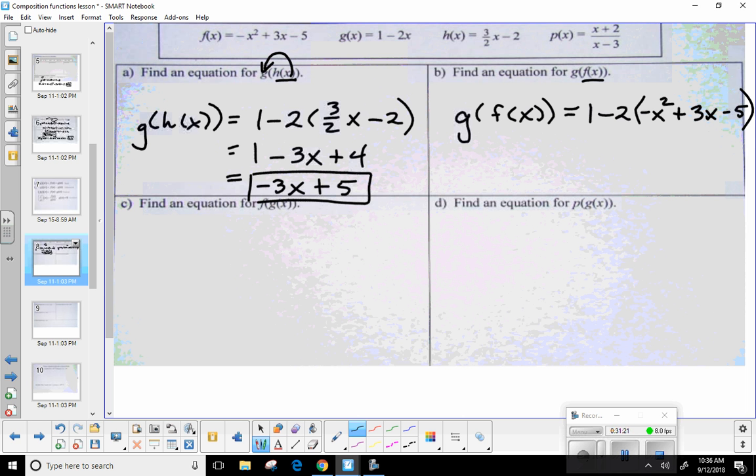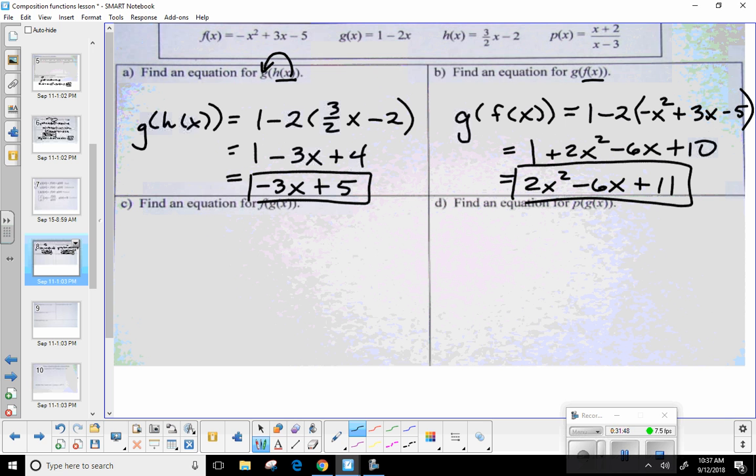Let's see here. Kimberly, what would I get if I distributed that negative 2? Okay, so 2x squared and 10. There we go. And then we'll combine our like terms. So it looks like I have 2x squared minus 6x plus 11. There we go. How we doing? Anybody having a hard time?